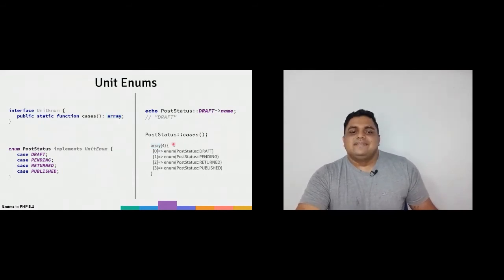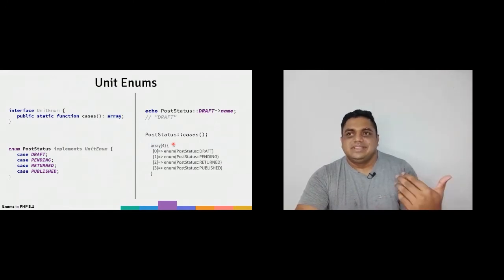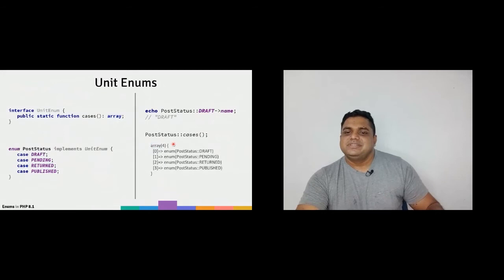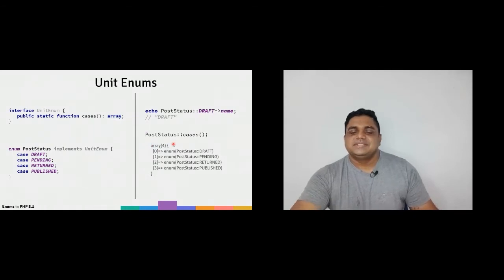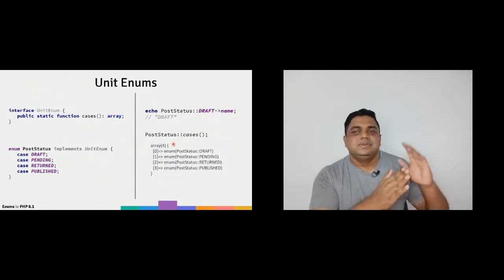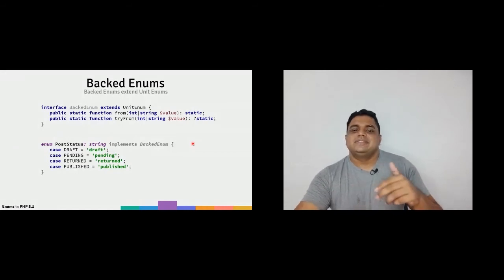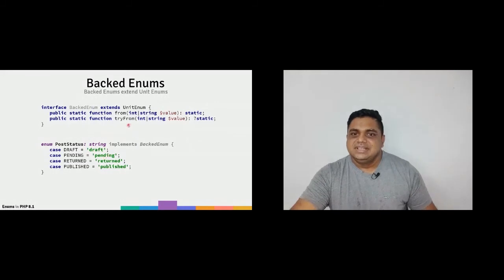We also have this example where we assigned them values, like they can be integers or strings. This is what we call backed enums, and they extend the UnitEnum interface, and also implement a new interface. So these are the two types we have with enums, unit enums and backed enums, and that's it. With backed enums, there are two more methods because they have a value here.